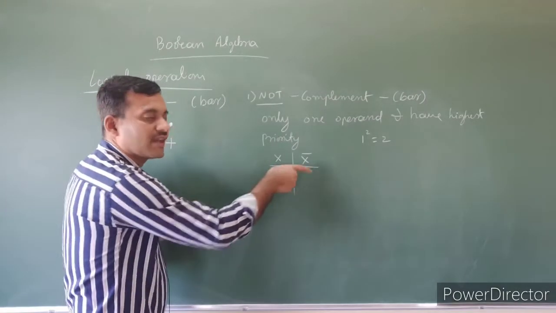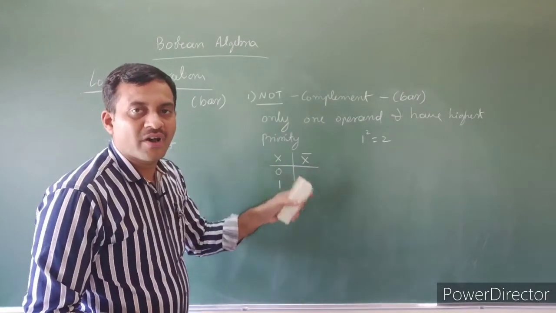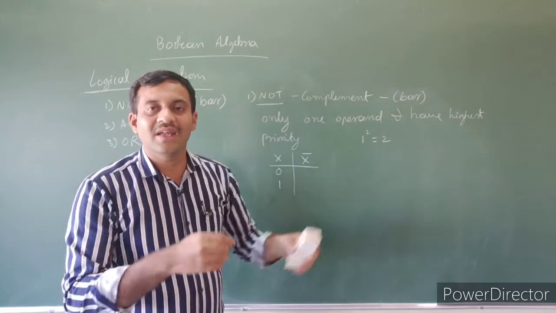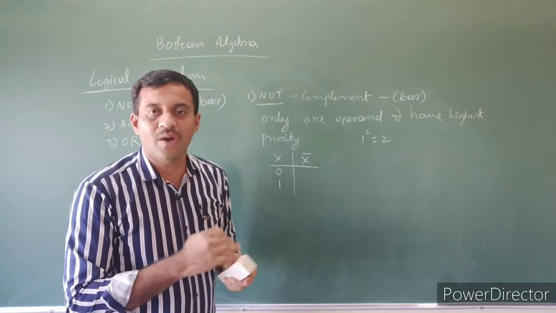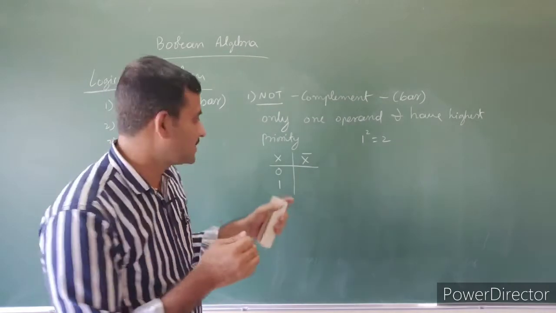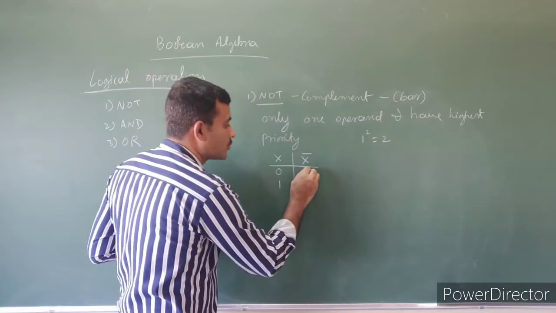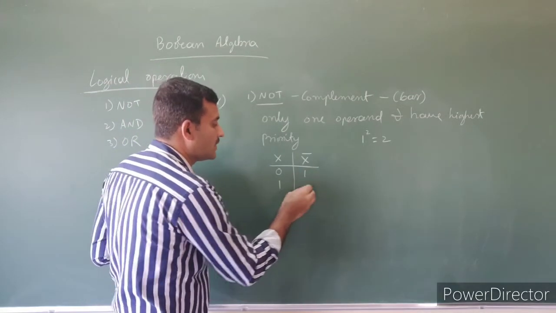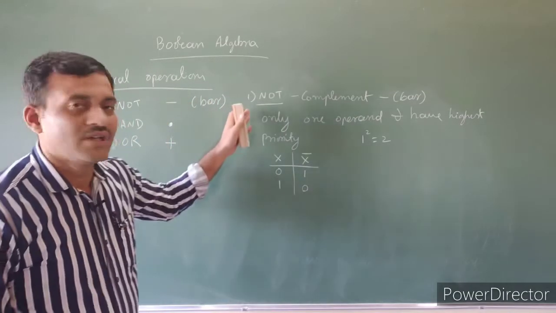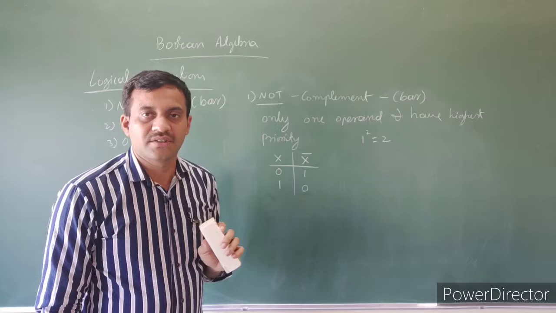Then what is the output of X bar here? X bar is a complement operator. It negates the input. How does it negate? If the input is 0, the output is 1. If it is 1, the output is 0. This is the combination of the NOT operator.